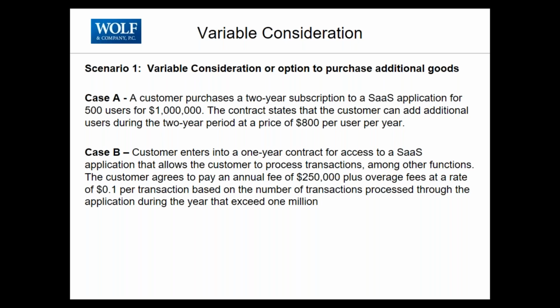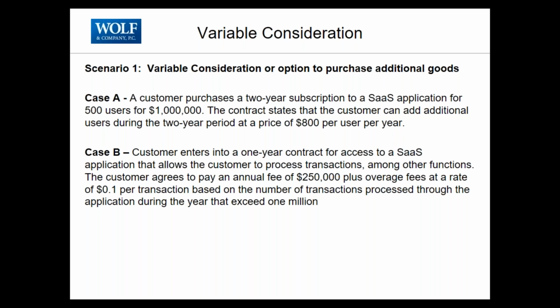So the entity concludes that it has provided the customer with an option to purchase additional subscriptions for additional users because the entity is not obligated to provide access for the additional users until the customer makes the purchasing decision. So in case A, the $800 per user per year is an option to purchase additional subscriptions. It is not variable consideration.